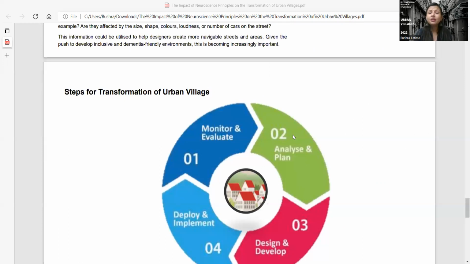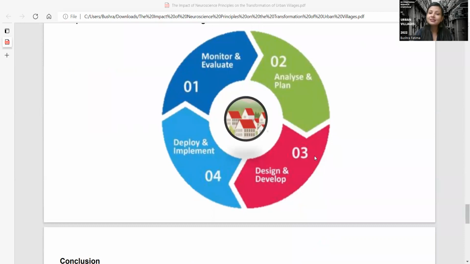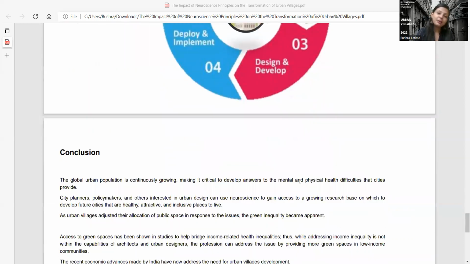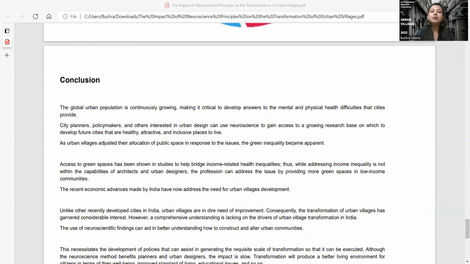So these are the steps for transformation of urban villages: monitor, evaluate, analyze and plan, design and develop, deploy and implement. So the conclusion of this presentation is that the global urban population is continuously growing, making it critical to develop answers to the mental and physical health difficulties that cities provide. City planners, policymakers, and others interested in urban design can use neuroscience to gain access to a growing research base on which to develop future cities that are healthy, attractive, and inclusive places to live.